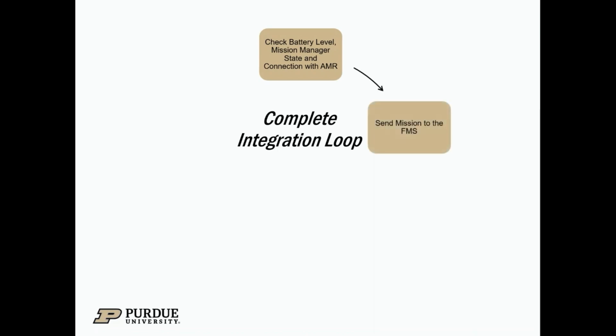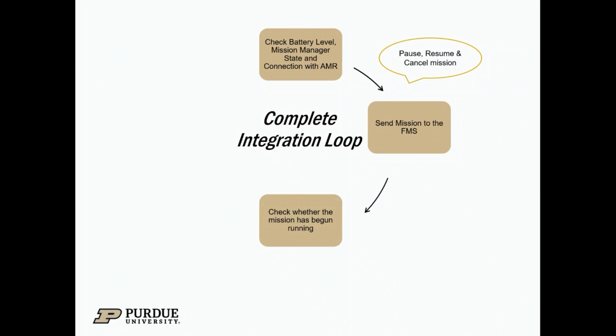Now, let's make a complete integration loop. First, we would like to check the battery level, the mission manager state, and the connection with the AMR. After we have checked that information, we would like to send our mission to the FMS. We would also like to have a pause, resume, and cancel mission functionality.